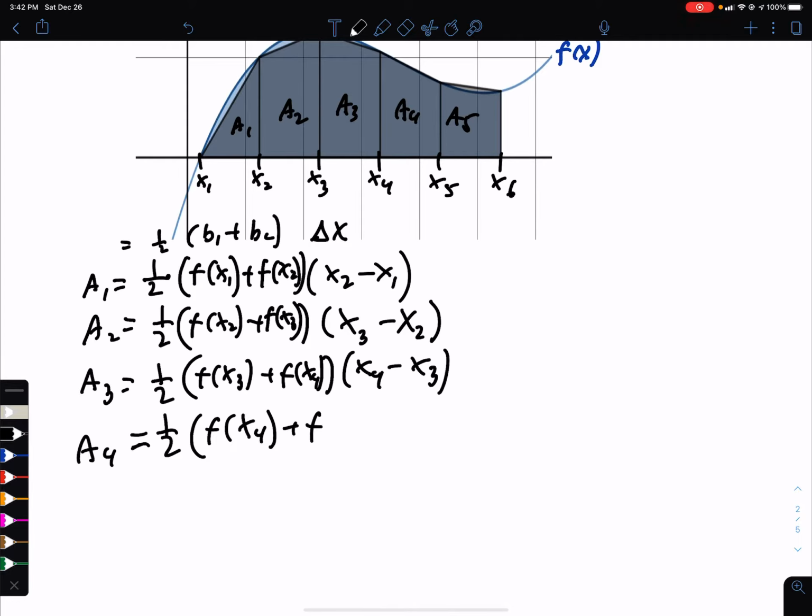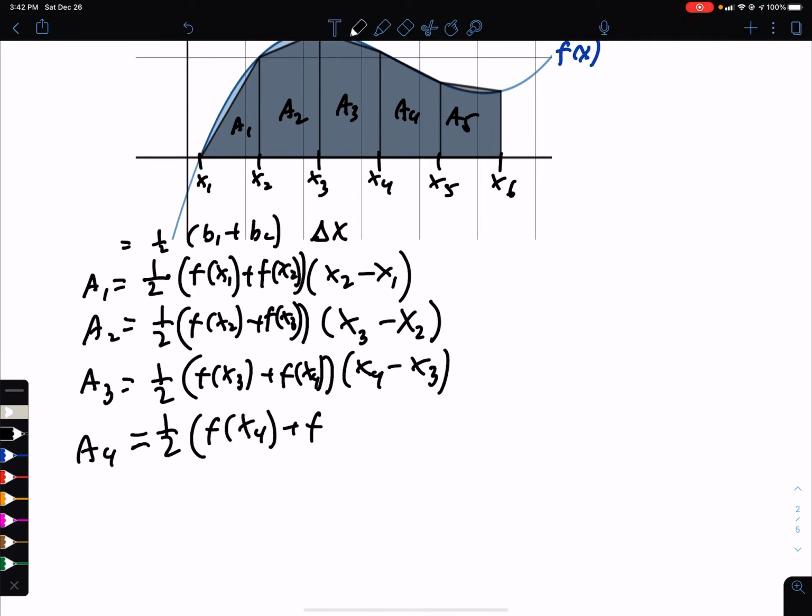I don't know why my pen stopped working there. It's going to be x5 minus x4. And the last one is going to be using these two. So it's going to be f of x5 plus f of x6, and it's going to be x6 minus x5 to get the width.